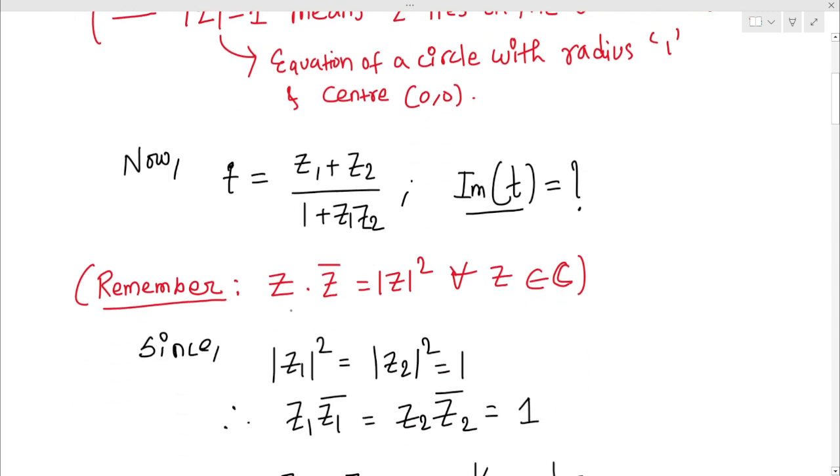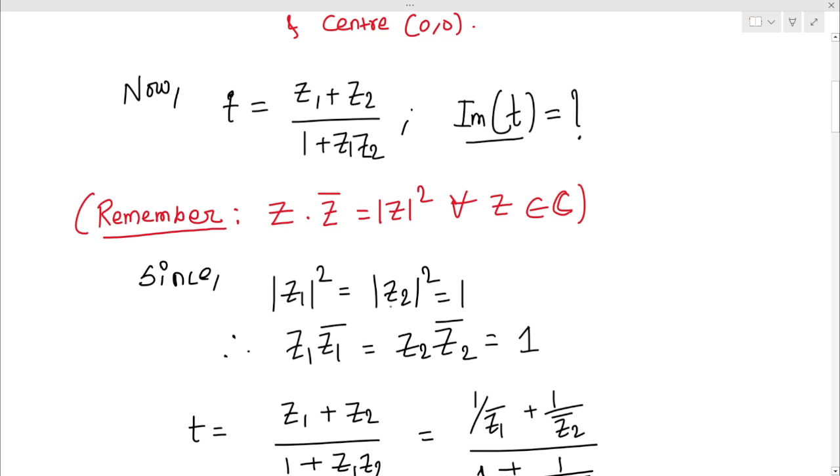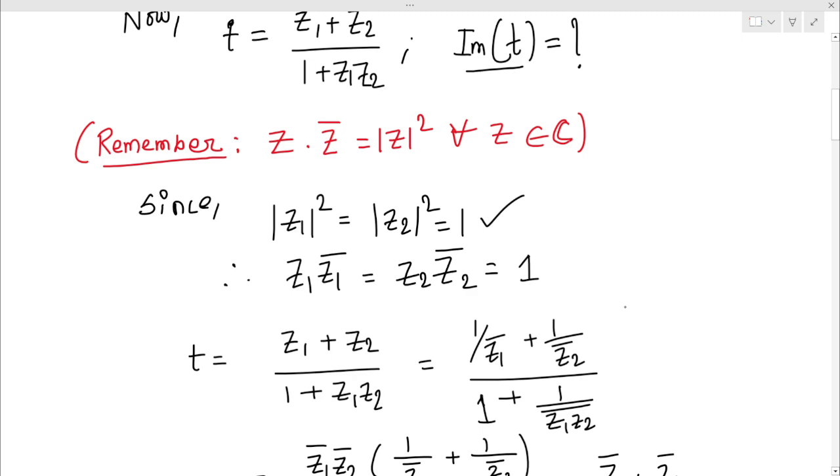Something to remember is z into z bar is always equal to mod z whole squared for all complex numbers z. So this is a very important equation and we need to remember this. So let's begin. We were given the modulus of z1 and z2 equal to 1. So of course their squares would also be equal to 1. And since we know this property, z into z bar is mod z squared, we employ this to get the following: z1 into z1 bar is equal to z2 into z2 bar is equal to 1.